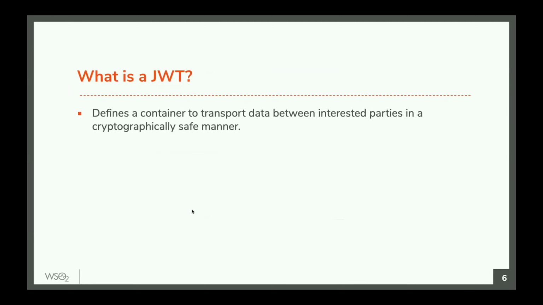So let's dig into more details. Okay, so now let's try to define a JWT. You can define JWT in this way. It's a container to transport data between interested parties in a cryptographically safe manner, right? This cryptographically safe guarantee comes from the signature. You sign the data that you transport in the JWT, so nobody in the middle can alter it. If somebody alters it, then whoever receives the JWT can validate it and find out.